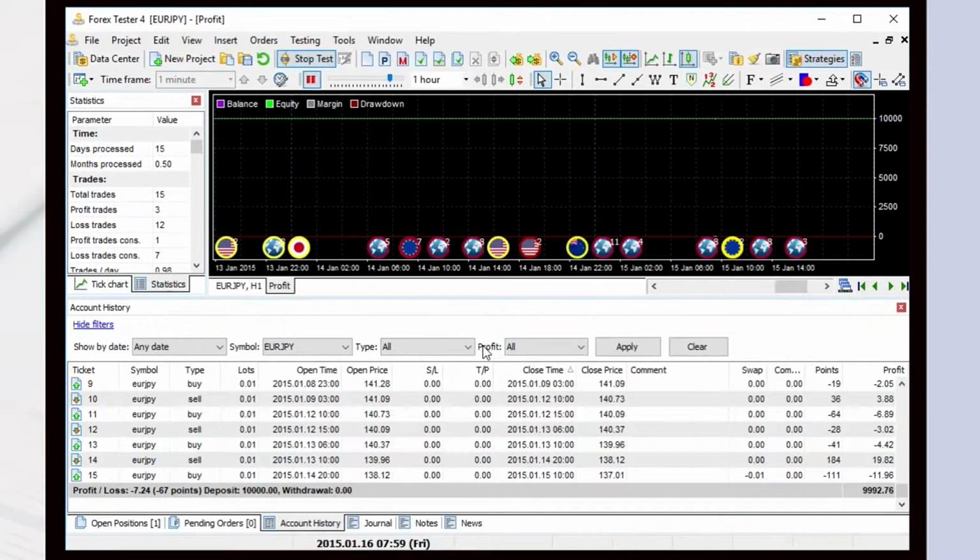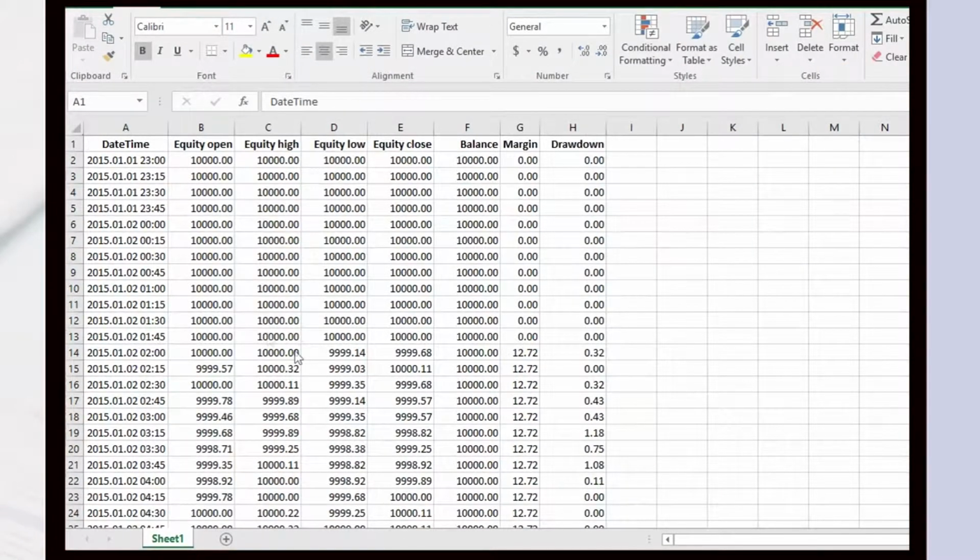The exported file will consist of 8 columns. Date time. Equity open. Equity high. Equity low. Equity close. Balance. Margin. Drawdown.